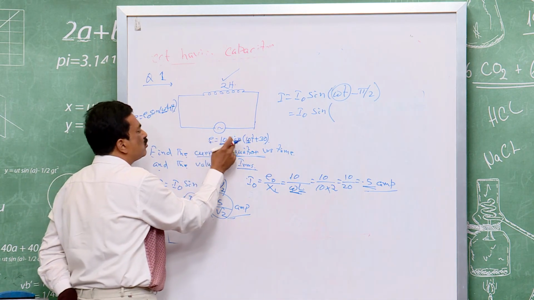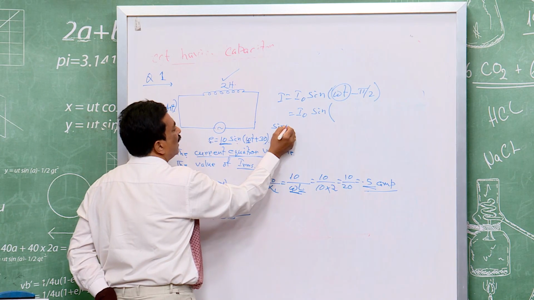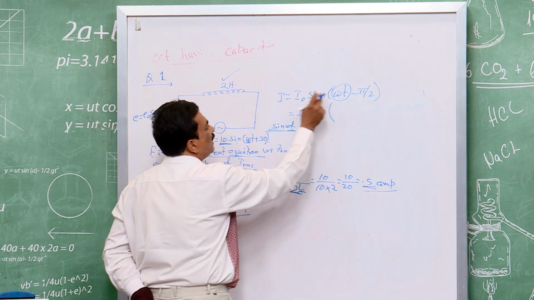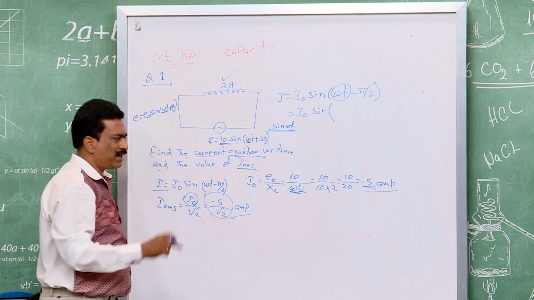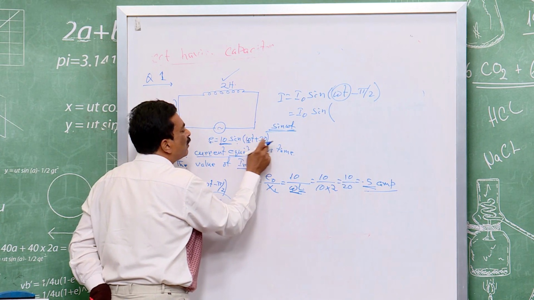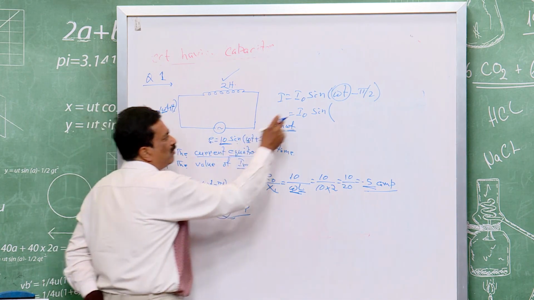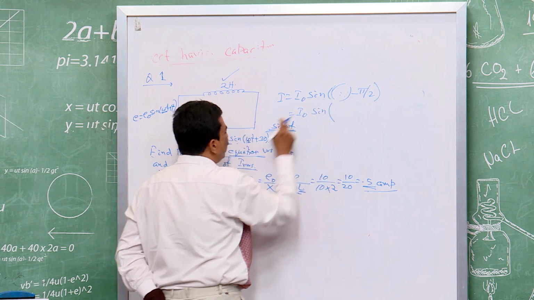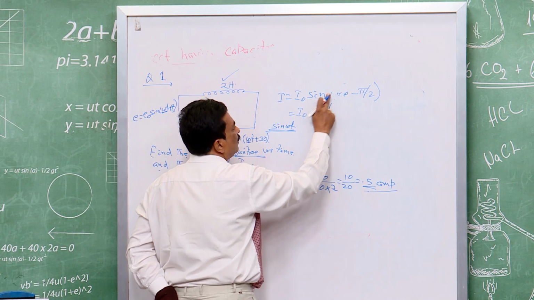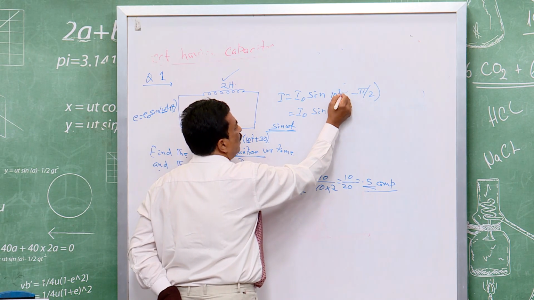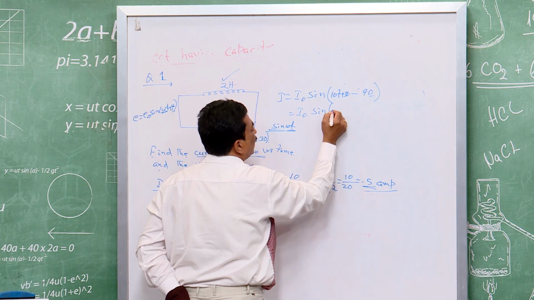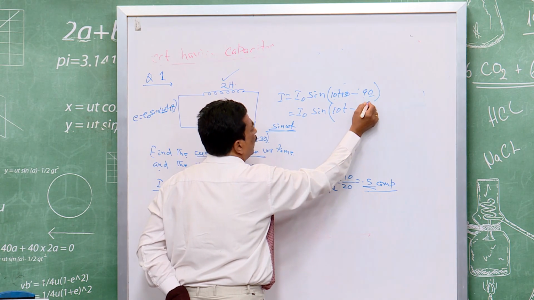When the alternating source has sin omega t, then I is equal to sin(omega t minus pi by 2). But here in the question, the alternating source has sin(omega t plus pi by 6). Therefore, this omega t here will be 10t plus 30. Then minus pi by 2, which is 90, so this is equal to 10t minus 60.